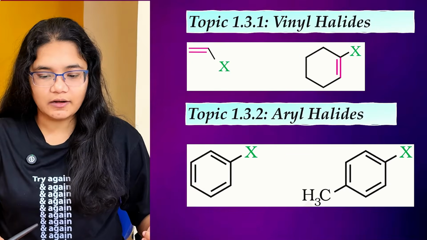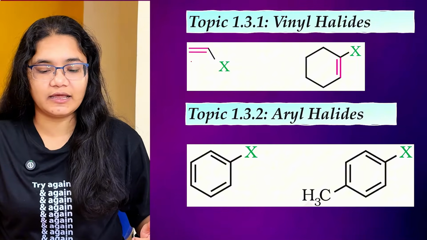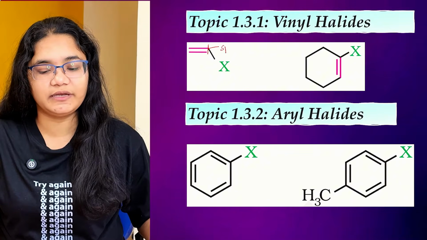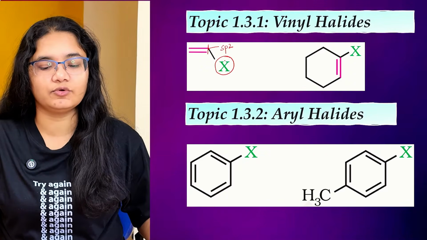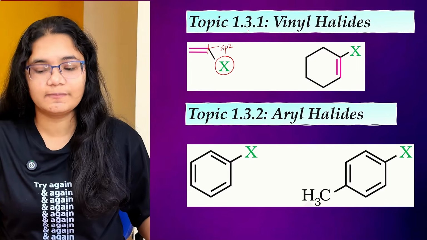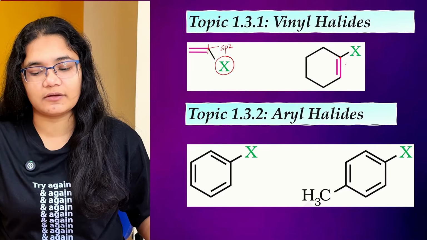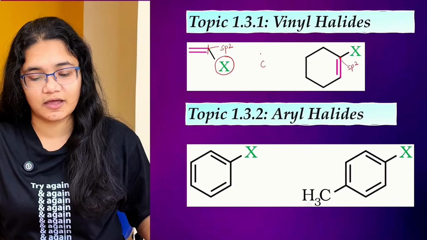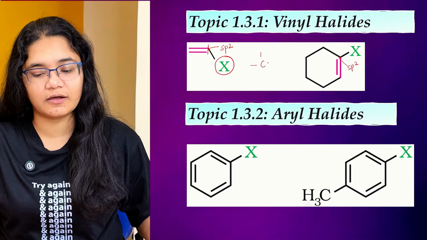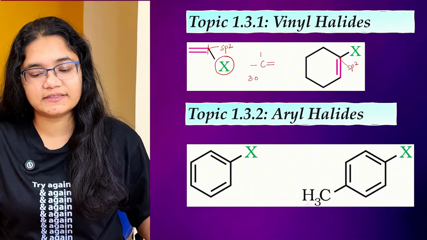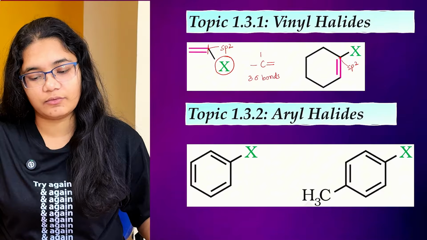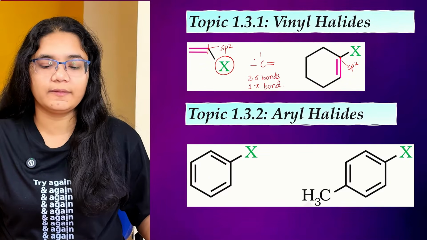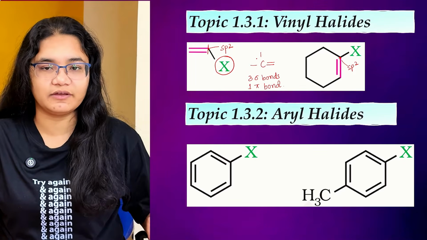Okay, clear? Now we will move to vinylic halides. Vinylic halides are simple, related to sp2 hybridization. If the carbon is sp2 hybridized and it contains the X group, then we call it a vinylic halide. Similarly, this is also an example because this carbon here is sp2 hybridized. How to identify an sp2 hybridized carbon? You have 3 sigma bonds and you have 1 pi bond. Then this particular structure is called a vinylic halide.